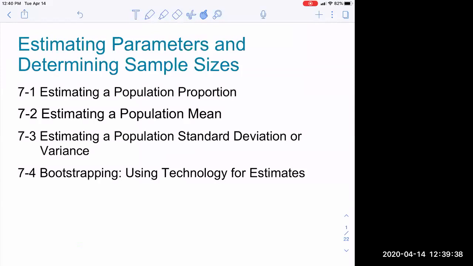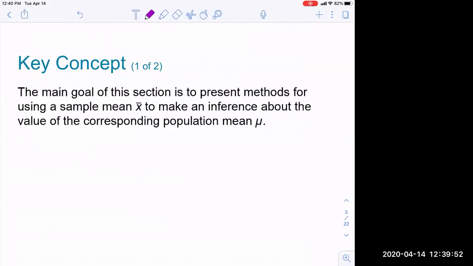Okay, I want to look at section 7.2, where now we are estimating a population mean with a confidence interval. So it's a lot like finding a confidence interval for a proportion. We're going to use X bar to target mu, the mean. It's going to look just like this.